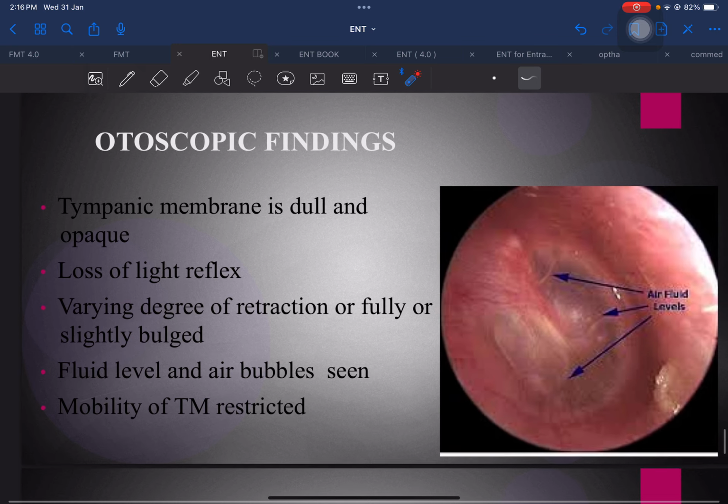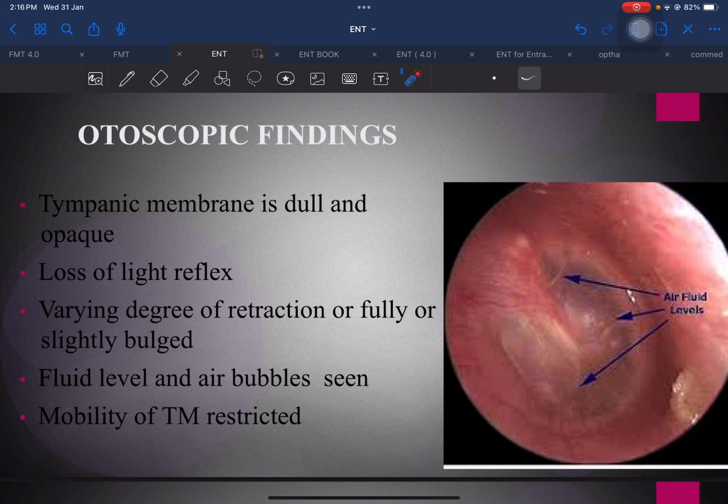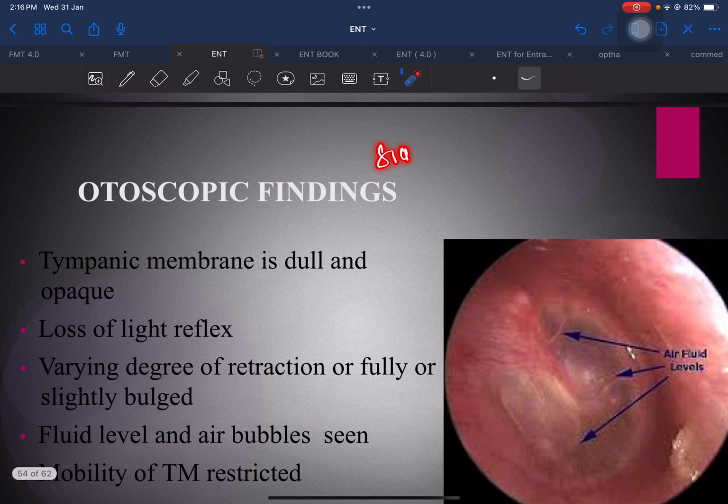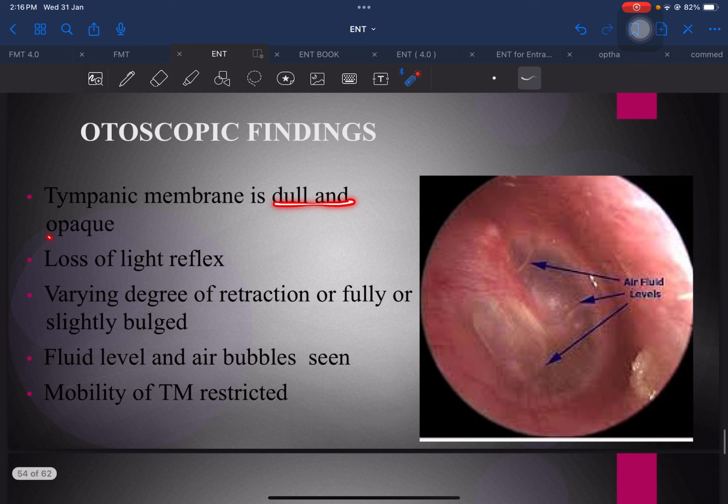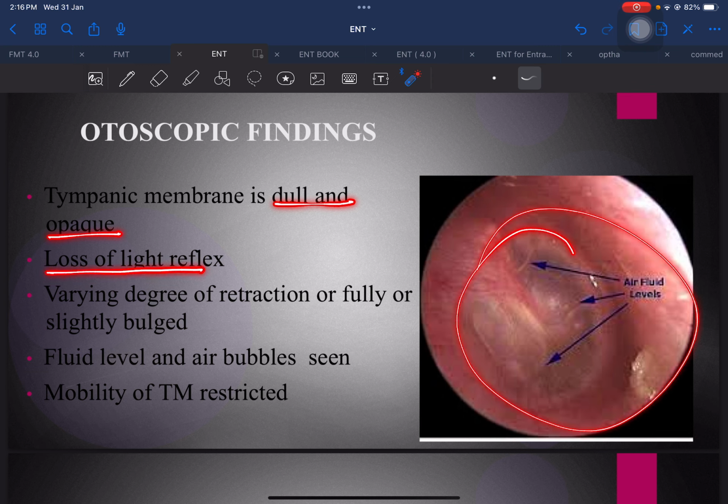Now, talking about otoscopic findings. Above we talked about history and symptoms. Now talking about signs, the otoscopic findings. As you can see, the tympanic membrane is dull and opaque. It is lusterless also, and there is loss of light reflex. As you can see, there is no light reflex.